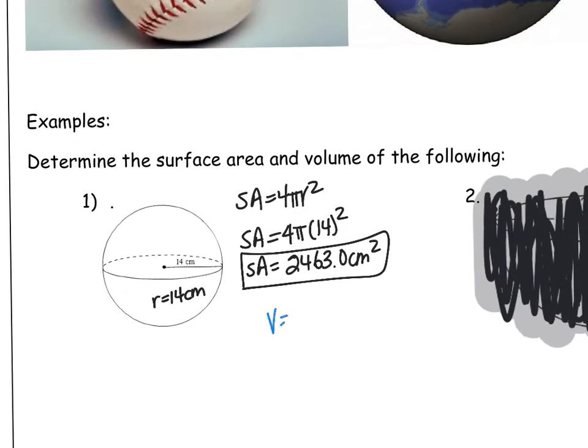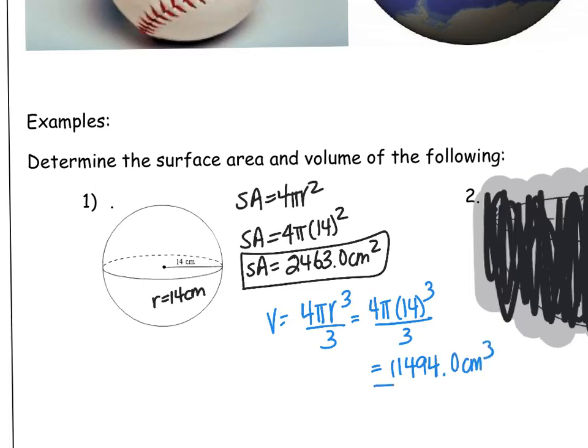Okay, and then volume. My volume formula is 4 pi r cubed divided by 3. So 4 times pi times 14 cubed. Take your answer and divide it by 3. And if we put that into our calculator, we end up with 11,494.0 centimeters cubed. Okay, so fairly easy. We're just plugging the number into the formula.